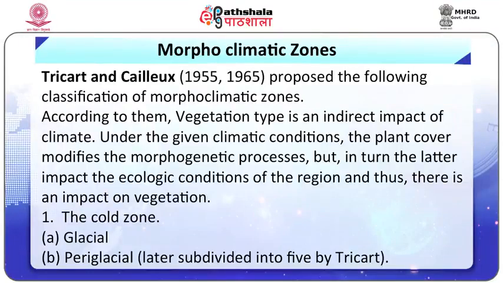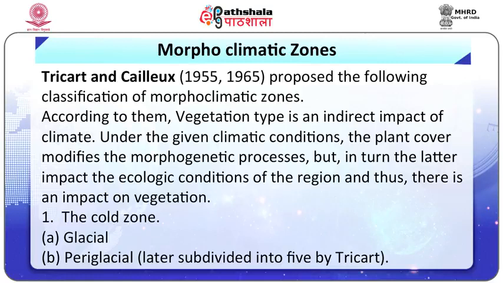Tricart and Cailleux proposed the following classification of morphoclimatic zones. According to them, vegetation type is an indirect impact of climate. Under the given climatic conditions, the plant cover modifies the morphogenetic processes, but in turn the latter impact the ecological conditions of the region, and thus there is an impact on vegetation.